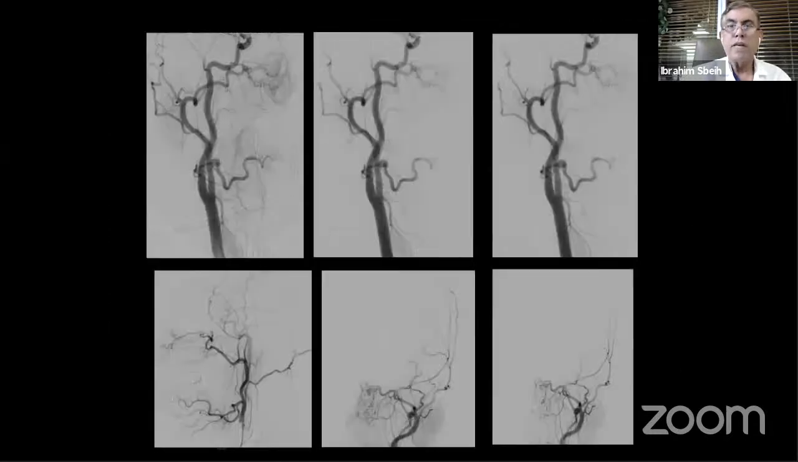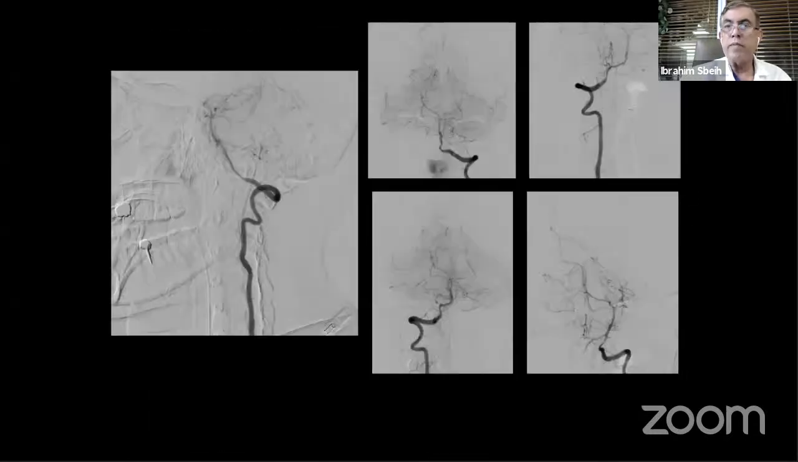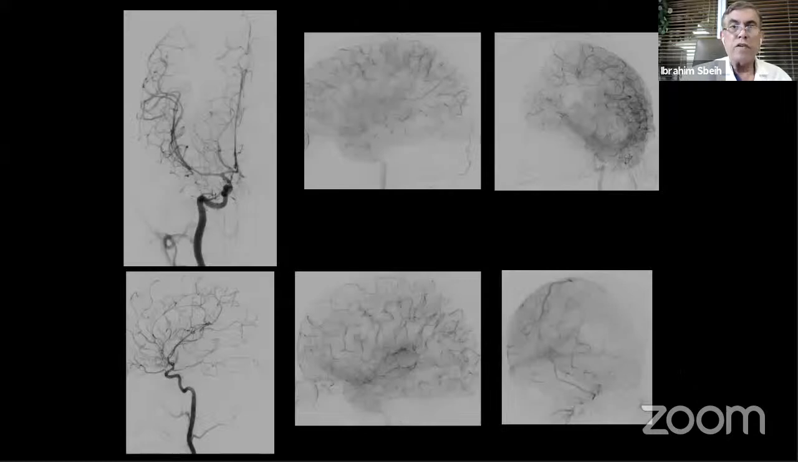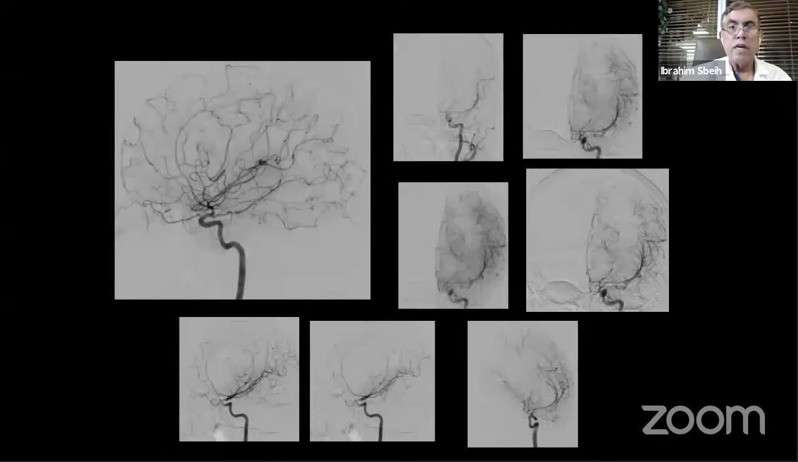Of course, this is the external carotid, this is the vertebrobasilar, and this is the right-sided internal carotid with the capillary phase and the venous phase. And this is the left side, where the bleeding is. The left-sided angiography is just showing displaced vessels, but no cause for this hemorrhage. So we went for surgery.